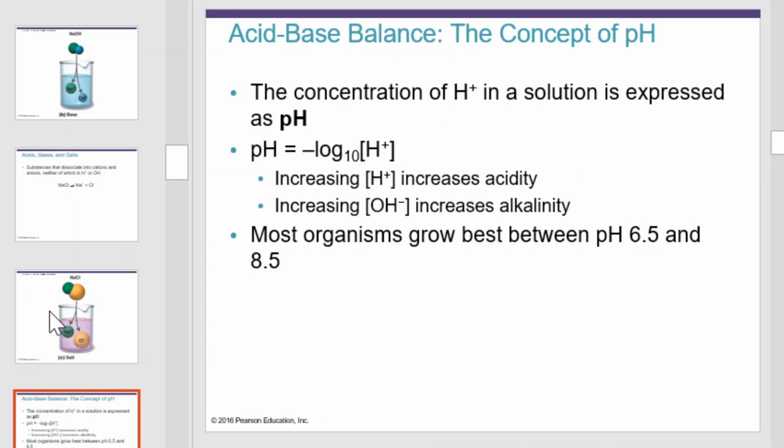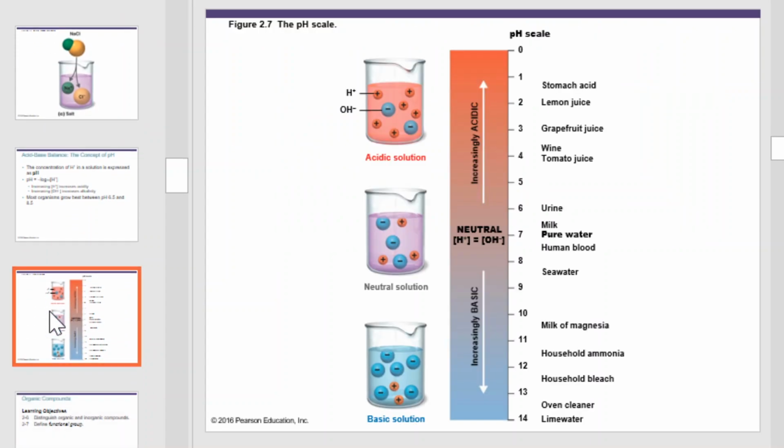The concentration of hydrogen ions in solution is expressed as pH. pH is equal to the negative log base 10 of the hydrogen ion concentration in solution. Increasing hydrogen ion increases acidity. Increasing hydroxide ion increases alkalinity. Most organisms grow best between pH 6.5 and 8.5. This is the universally agreed upon pH scale.